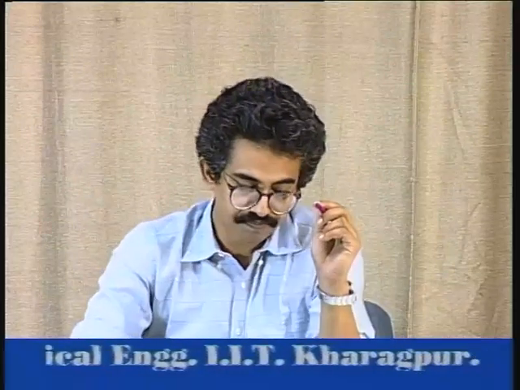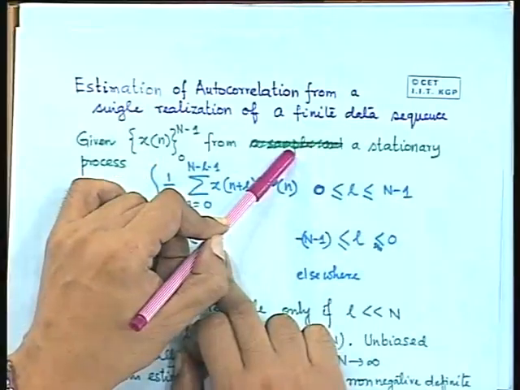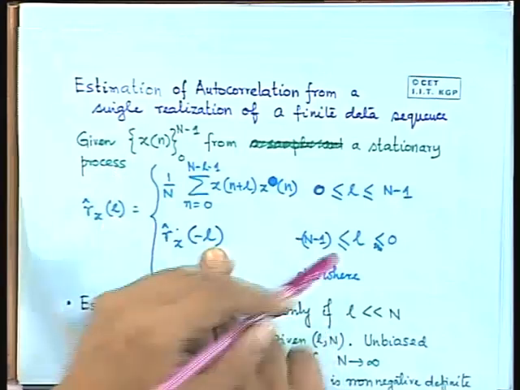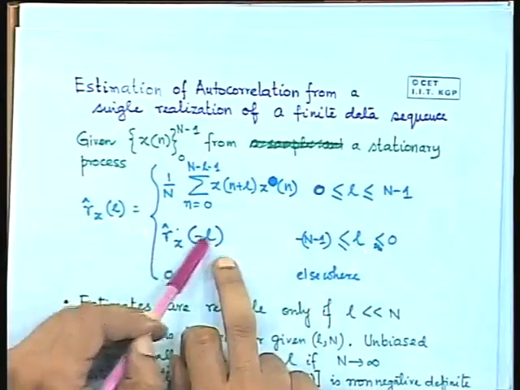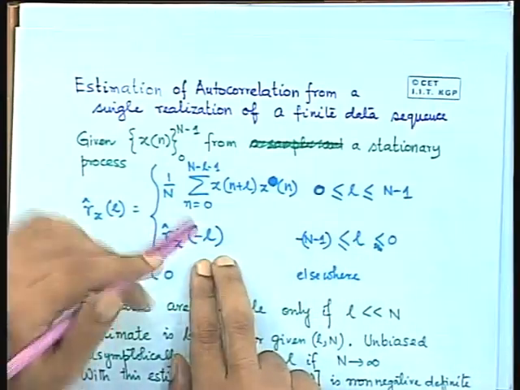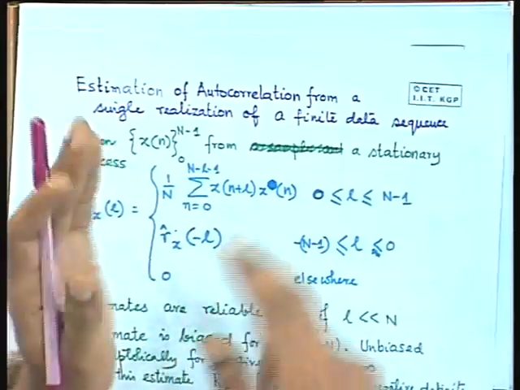So therefore we deliberately define it like this. We only define the sum for positive l, and then we say that if l is less than 0, then it is equal to R_x[-l]. It is always defined in terms of positive l, so that R_x[l] and R_x[-l] are forced, by definition, to be the same.